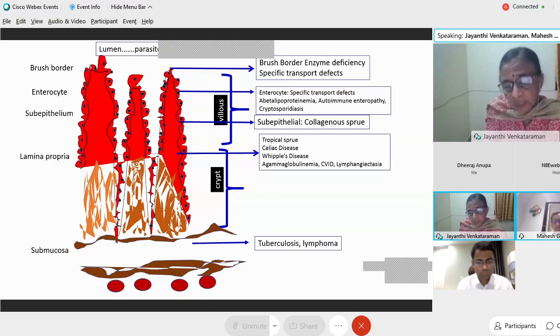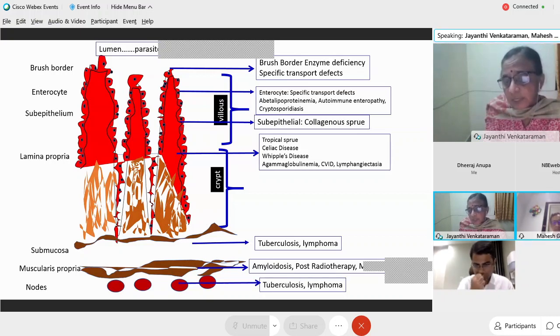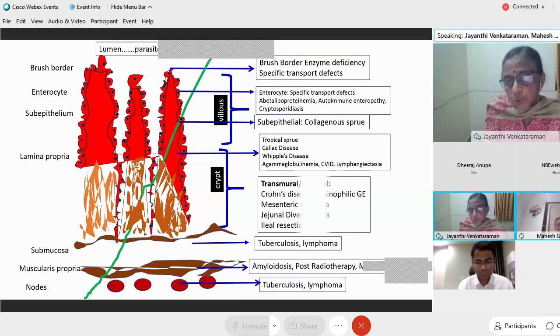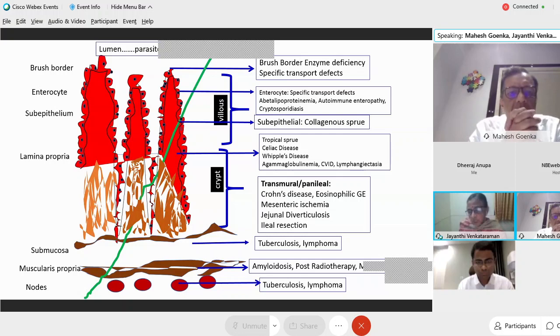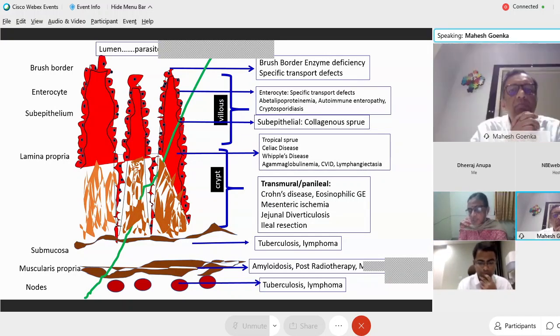When you come to the lamina propria, common diseases are tropical sprue, celiac disease, Whipple's, agammaglobulinemia, CVID, and lymphangiectasia. When you come to the submucosa, you have tuberculosis and lymphoma. When you come down to the muscularis propria, the muscle layer, you have amyloidosis, post-radiotherapy. And lymph nodes, including tuberculosis and lymphoma, can present with watery diarrhea and malabsorption syndrome. And what is through and through the gut? Transmural: Crohn's disease, eosinophilic gastroenteritis, ischemia, jejunal diverticulosis, and ileal resection. So these are all the conditions which are through and through.